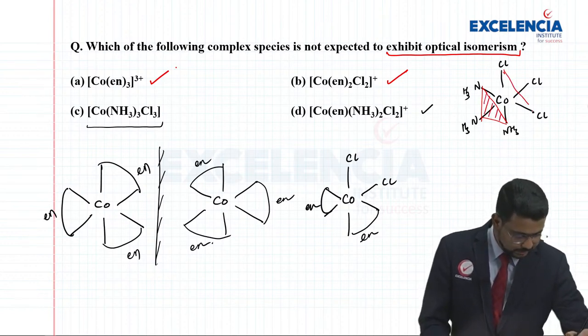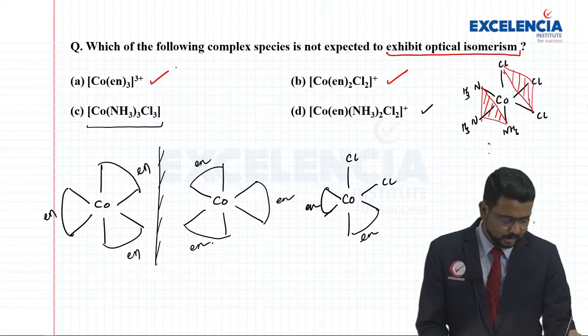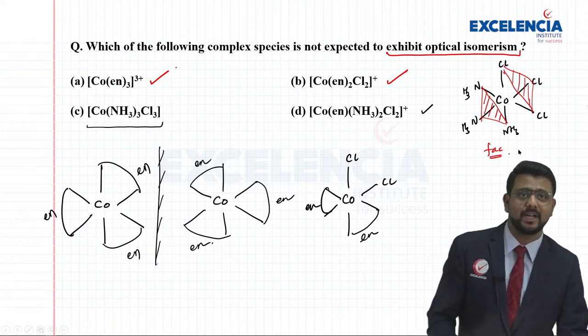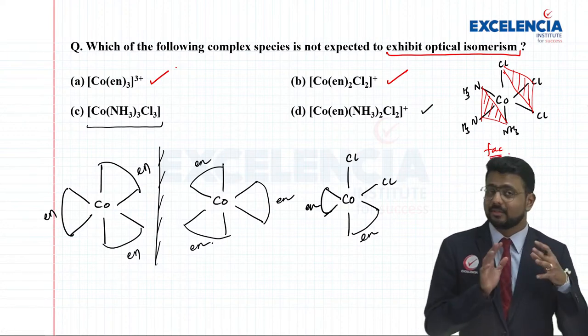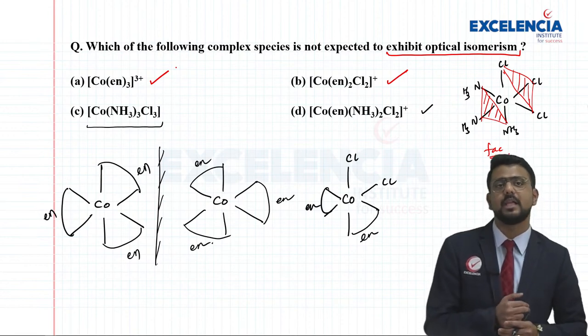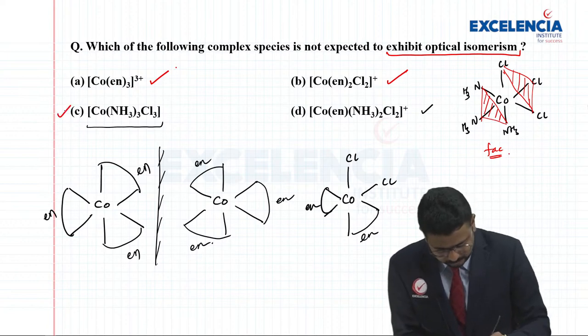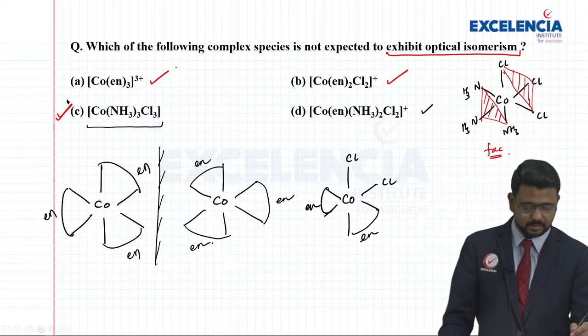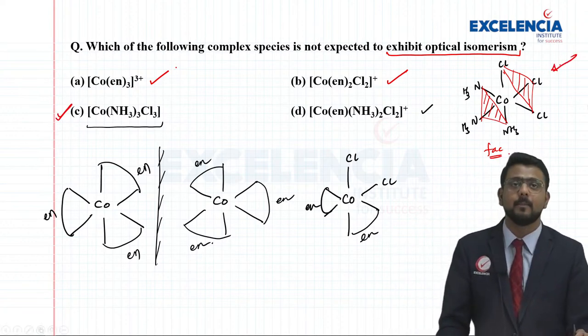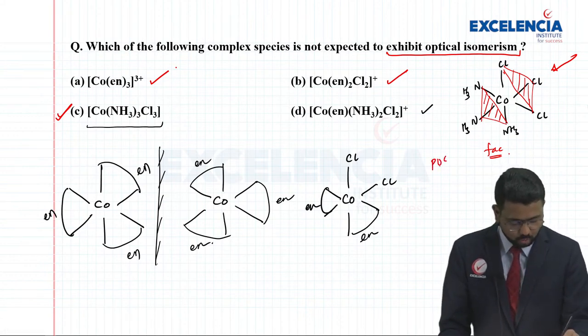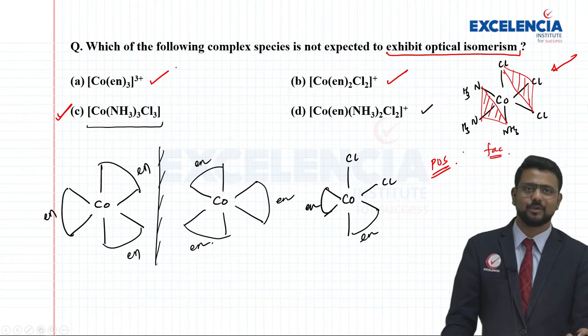So is the case with these chlorine atoms, right? So this could be regarded as the facial isomer. Likewise, you could also have the meridional isomer here. So these compounds will not be able to show optical isomerism, and that's the reason option C is going to be your correct answer. Why? Because in this particular structure, you will have a plane of symmetry. It is going to have a POS, plane of symmetry, right?